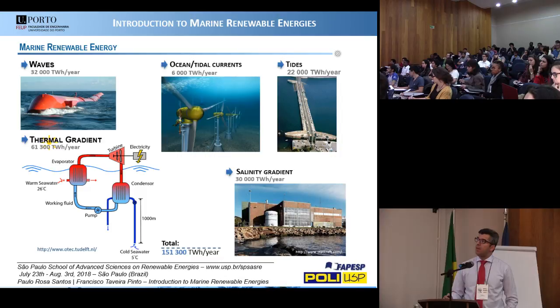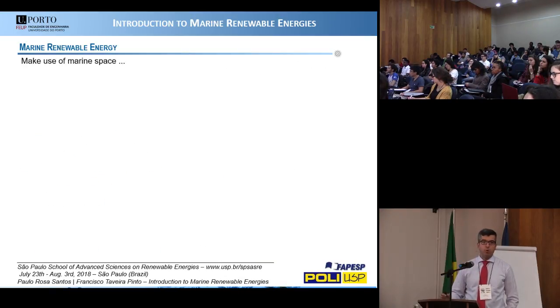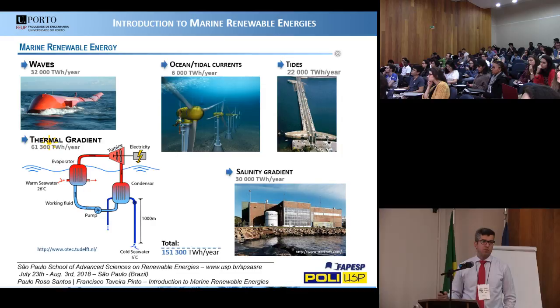But we can also harness other renewable resources in the ocean. Yes? No, it's only the potential available. And those figures may change depending on the source you have. It's not easy to evaluate the amount of energy you have in all those different types of resources. So those values are only an estimation of the resource available. I will talk more about that later, but you can see that the figures are quite large. So the potential available in the ocean is huge, and we should look at that resource and try to harness at least part of that resource.